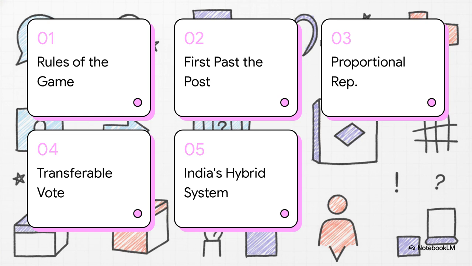We've got a lot of fascinating ground to cover today. We'll start with the rules of the game, then look at first past the post, move on to proportional representation, break down the transferable vote algorithm, and finally, look at India's hybrid election system. Let's get right into it.